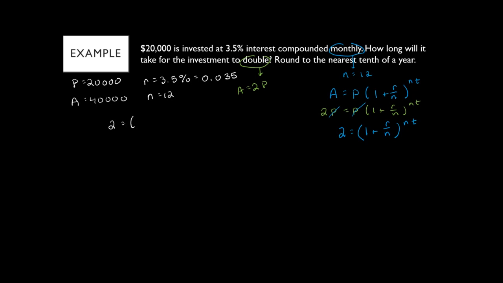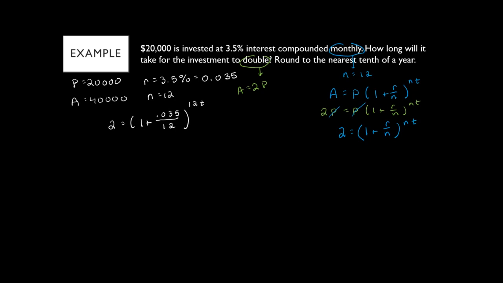So we have 2 equals 1 plus r, which is 0.035 divided by 12. And we know n is 12. And we're solving for t. We're solving for time.